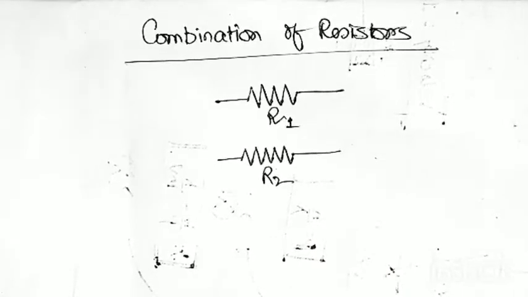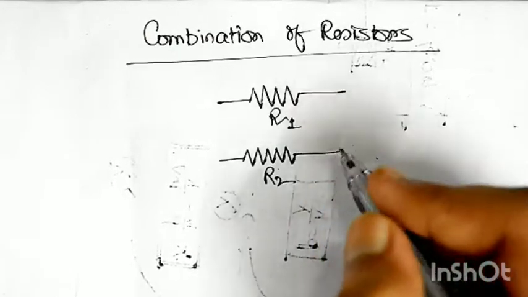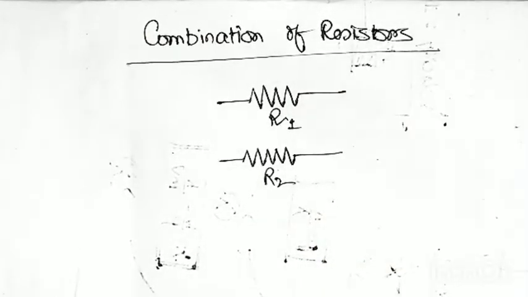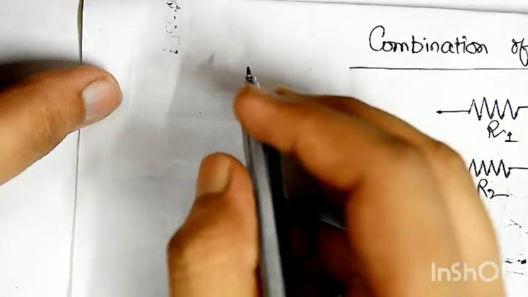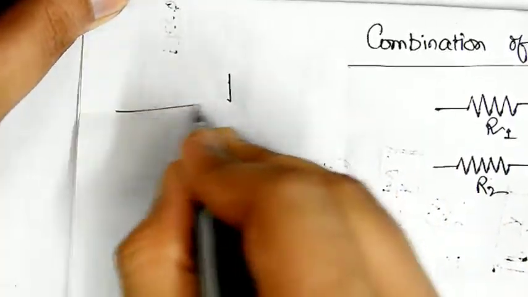Why is it required? Sometimes you need special values of resistance like 25 ohms, 45 ohms, which are not available in the market. So you need to add those things which are available to find your desired value. Now, will we just join them normally, or are there specific rules to do that? Yes, there are two ways to combine resistors with each other.